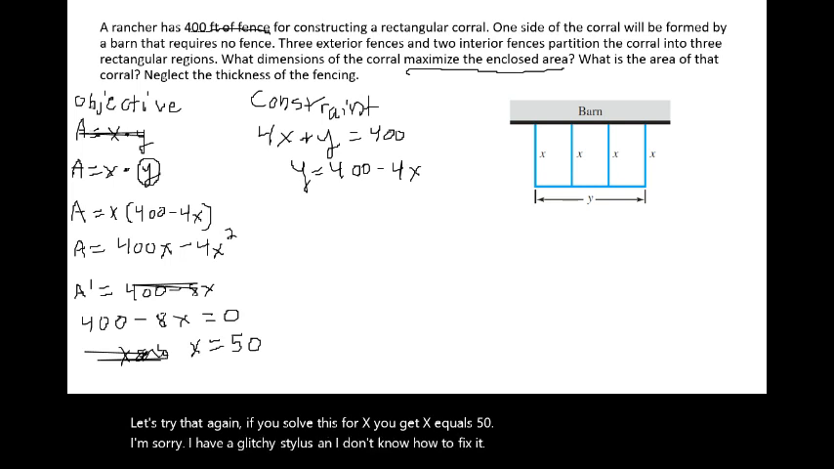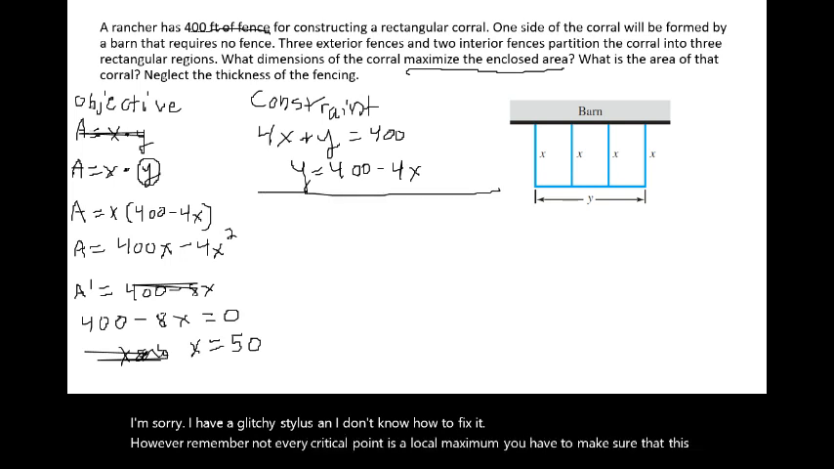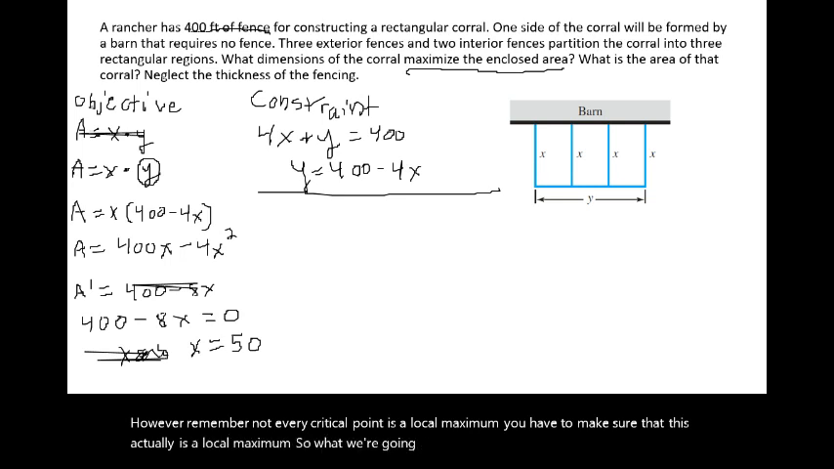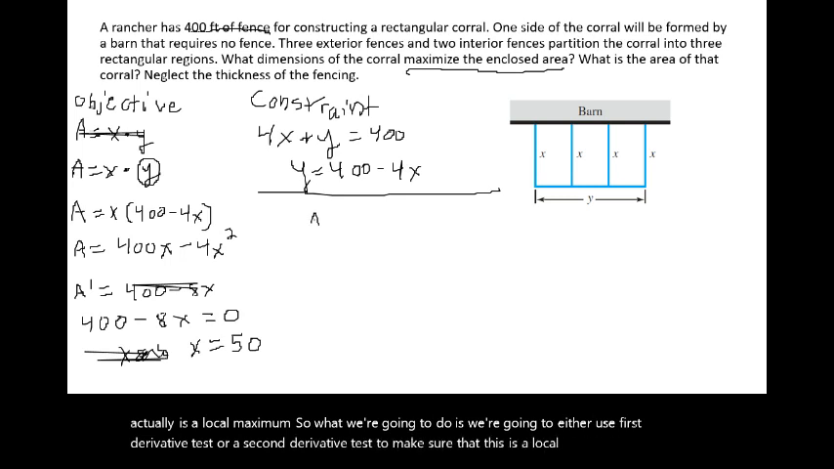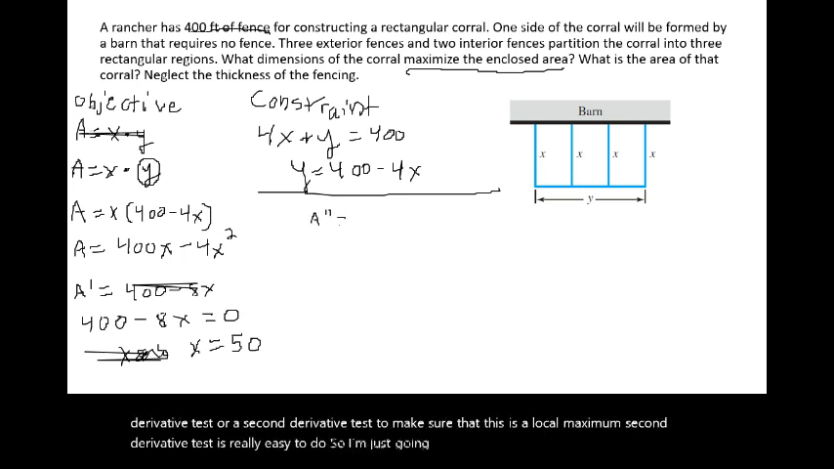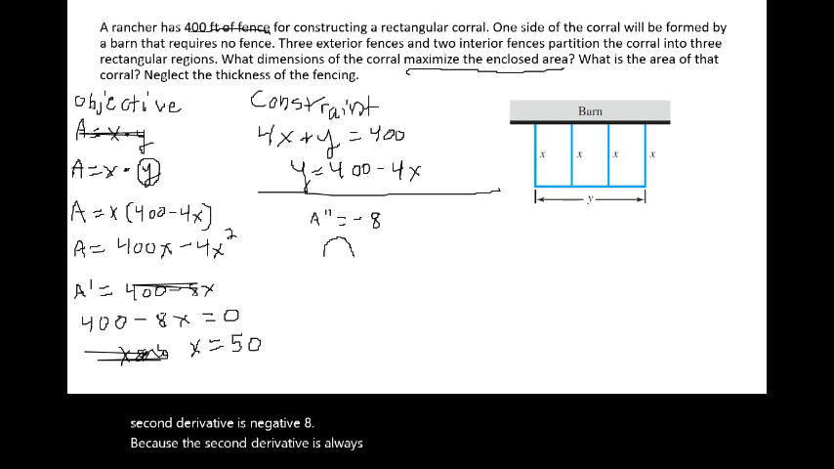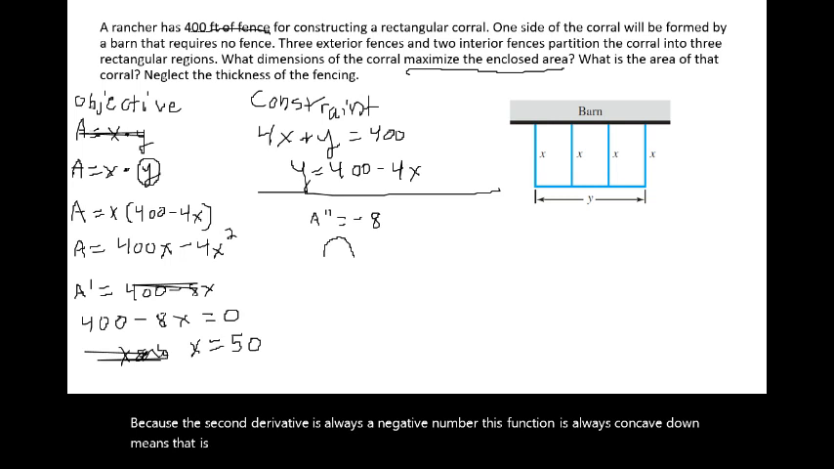However, remember, not every critical point is a local maximum. You have to make sure that this actually is a local maximum. So what we're going to do is either use the first derivative test or the second derivative test to make sure that this is a local maximum. The second derivative test is really easy to do, so I'm just going to do a quick second derivative test. The second derivative is negative 8. Because the second derivative is always a negative number, this function is always concave down. Concave down means that it is a local maximum. So x equals 50 is a local maximum.